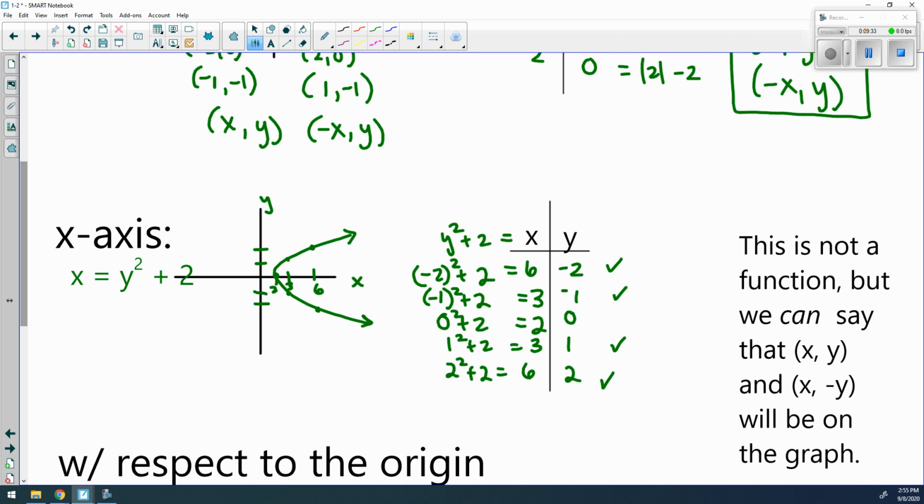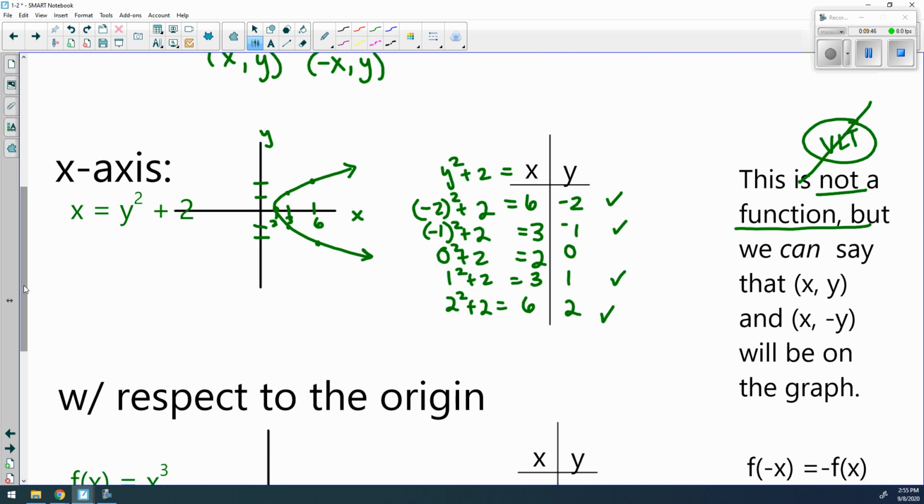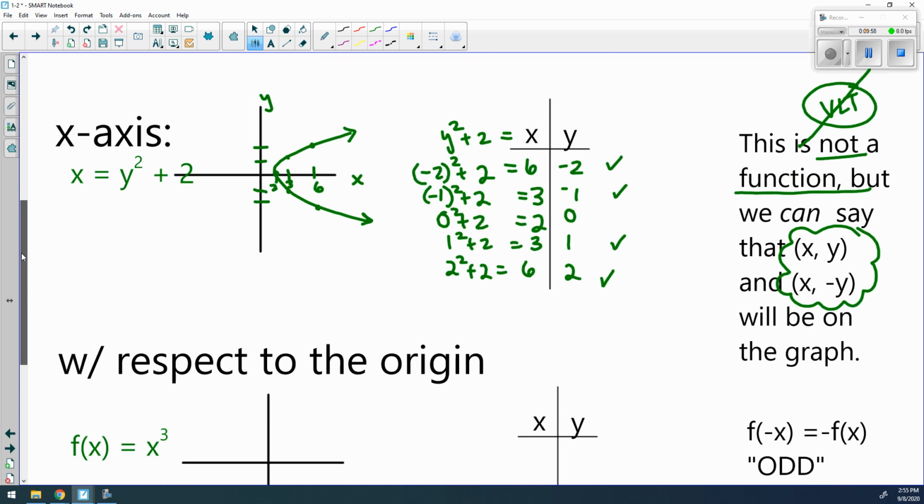Now, this isn't a function. It's not a function because it doesn't pass the vertical line test. It will not pass the vertical line test. But what we can say is that since (x, y) and (x, negative y) are on the graph, we can say that this is a relationship that's symmetric about the x-axis.